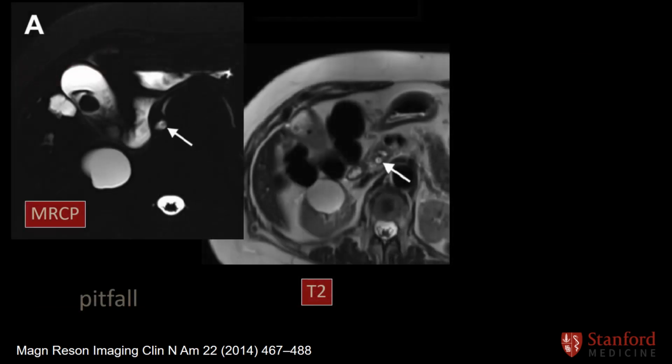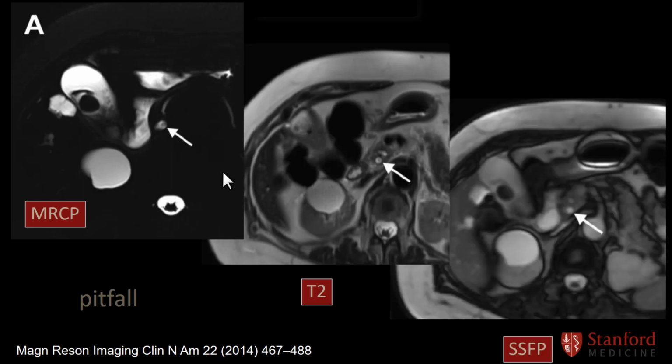So here's a pitfall. This is a 43-year-old man, and you see that on the MRCP and on this T2, there is this tiny dark dot in the center of the duct. It's not layering posteriorly. So, is that a stone floating in the middle there? But you get another sequence here, and you notice that there's no filling defect in the duct. And so this is a known pitfall.